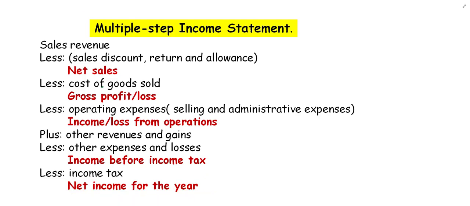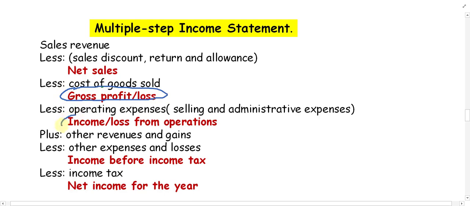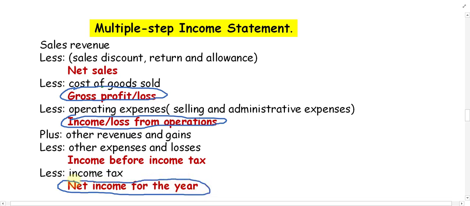If you remember, in the previous video, in the previous format, we had only the net income. But under this one, not only the net income, we have several sources of income. Number one, we have gross profit or gross loss. Number two, of course, we have operating profit or operating loss. And the last one, we have of course net profit or net loss.